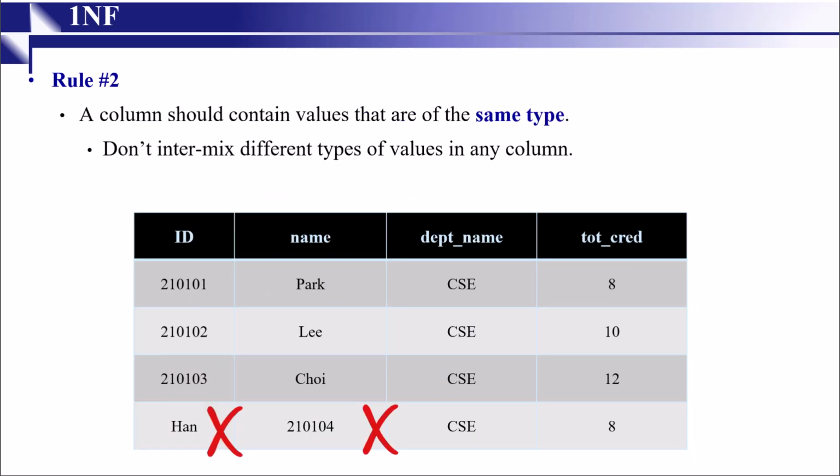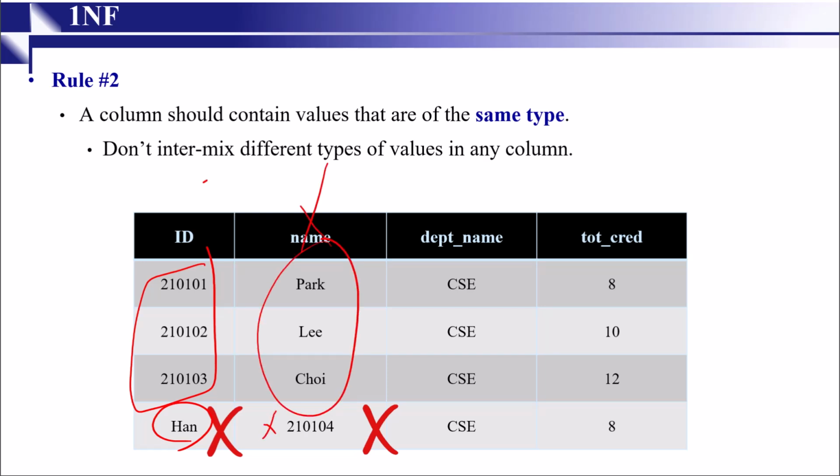The second rule of 1NF requires that the column contains values of the same type, right? So here you can see these are all string, but this one is integer, right? So this is not in 1NF. All values in the name column should be strings representing names, and in ID they must be integers. Consistent types ensure predictable behavior when querying or updating the database.